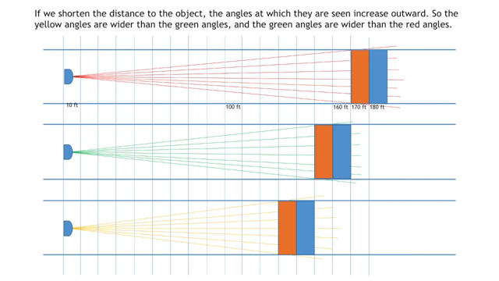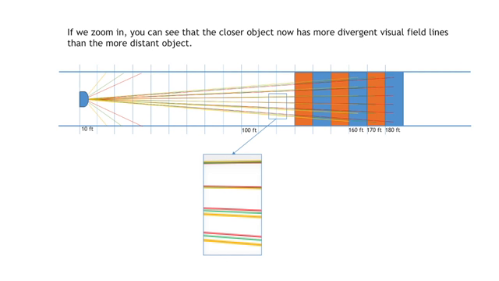If we shorten the distance to the object, the angles at which they are seen increase outward, so the yellow angles are wider than the green, and the green are wider than the red. Each of these blocks represents a 10-foot increment. If we zoom in, you can see that the closer object now has more divergent visual field lines than the more distant object.